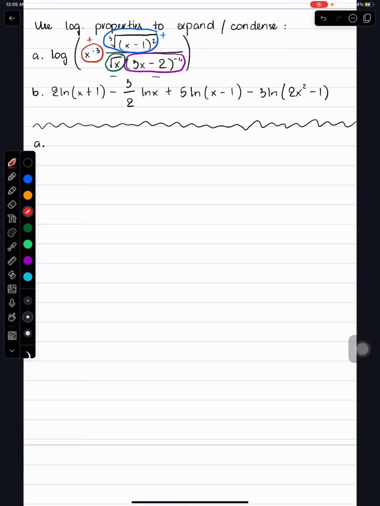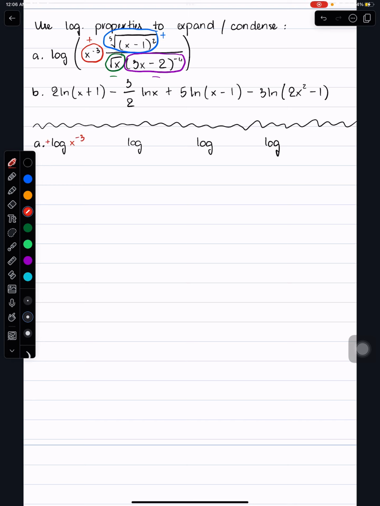So we know that for part A, we're going to have 4 different logs, right? So let's break it down into 4 different logs. I'm having one log in here. And then let's make some space for this. One log in here. One log in here. And one log in here. Okay. So the red one is positive, so I'm going to have a positive in here and an x to the negative 3 in here.